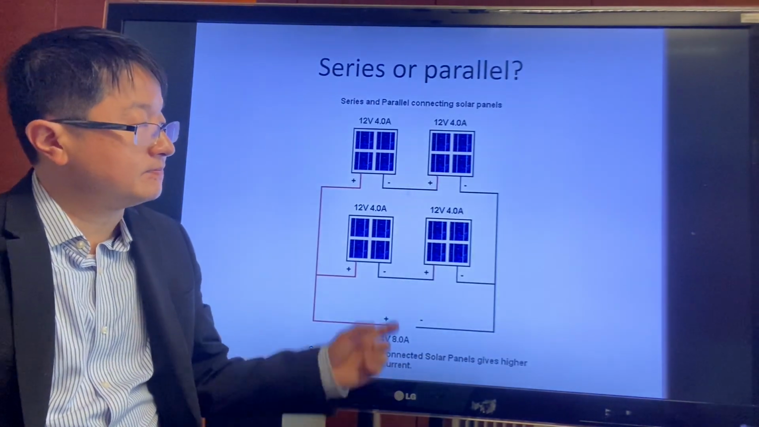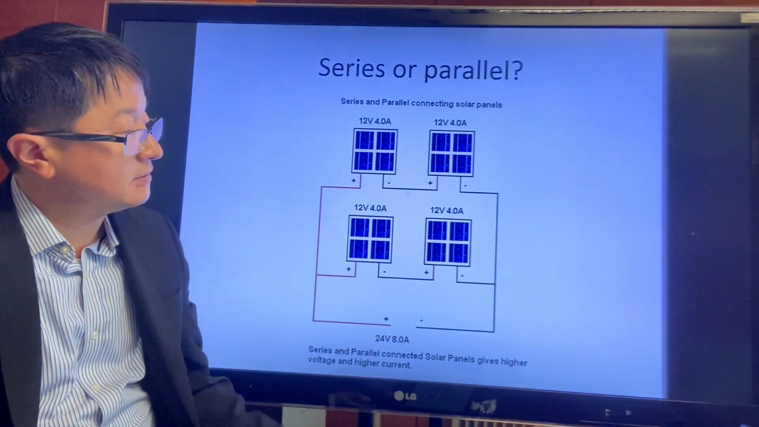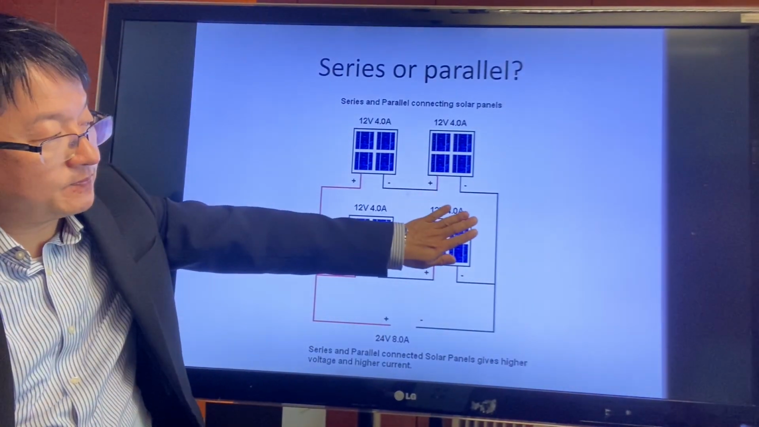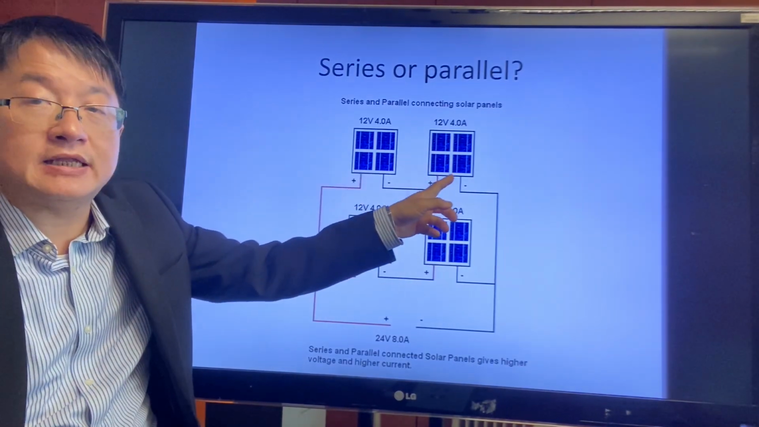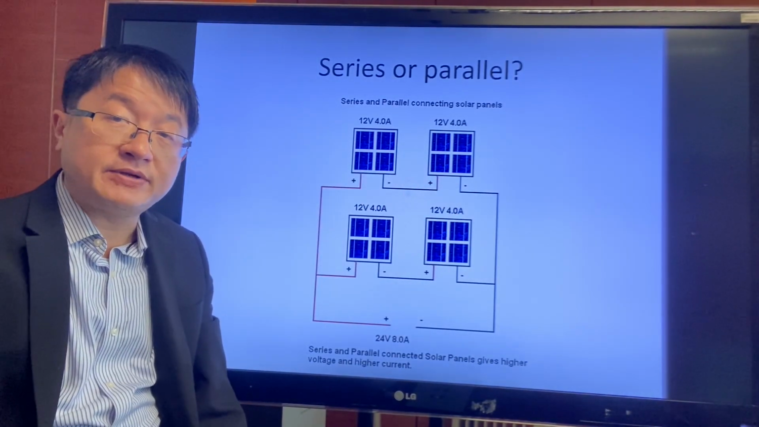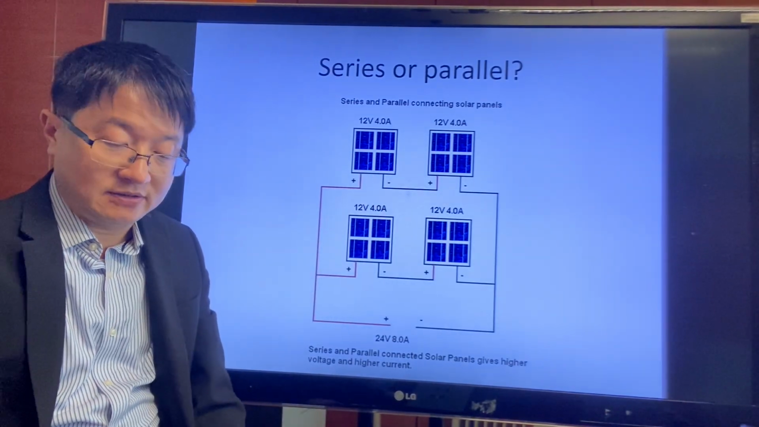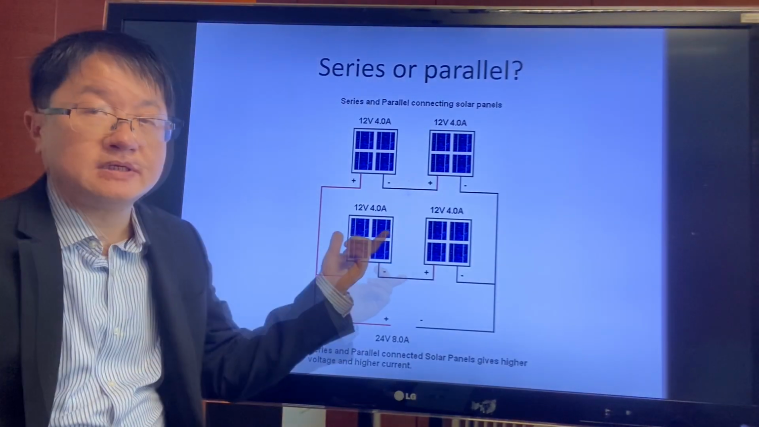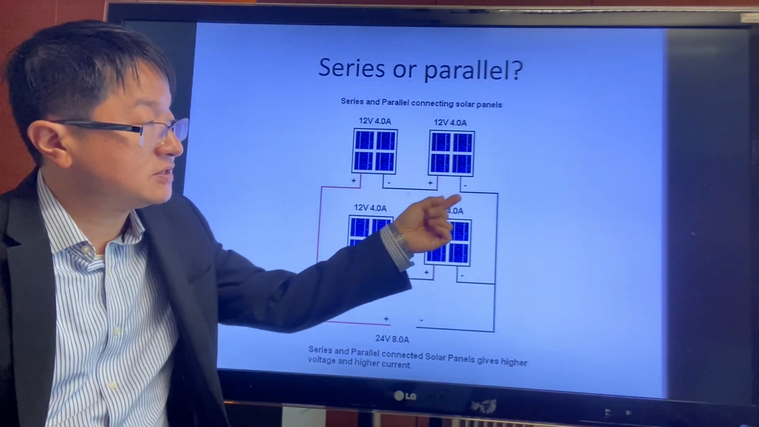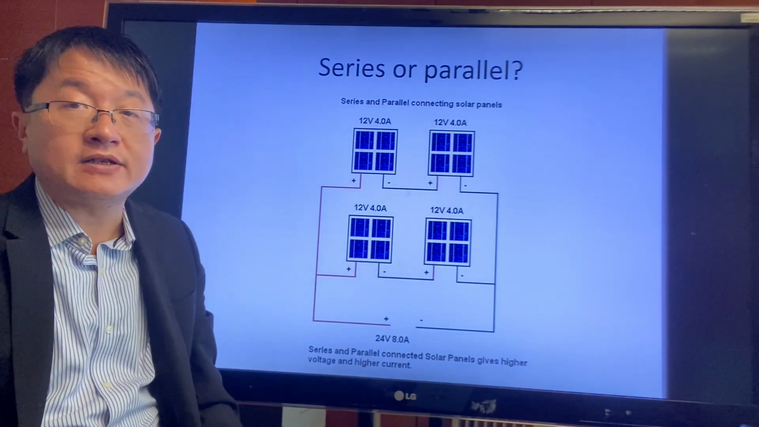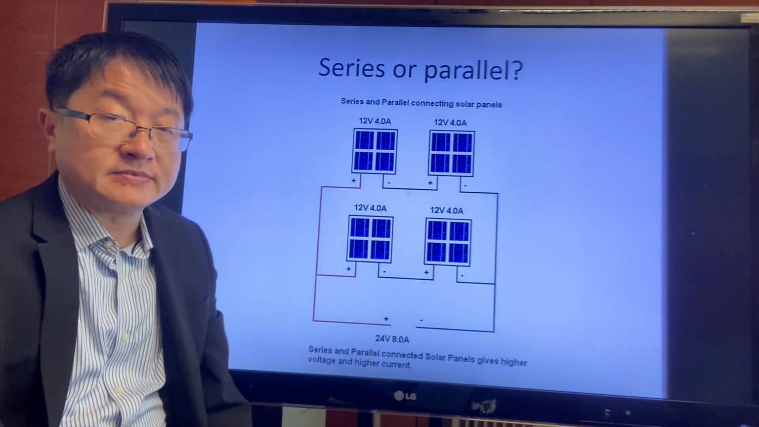Okay, how about in parallel? If we connect them in this way, even if one panel is out of service, then we can at least rely on another one. So in terms of reliability, parallel connection is better. However, it cannot step up the voltage. A higher voltage is better than a smaller voltage because we can use a thinner cable and also the power loss in the cable is less.